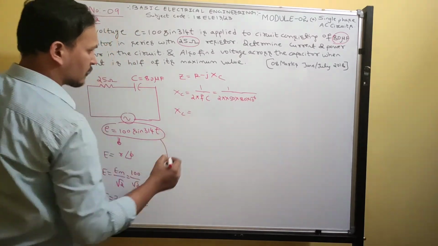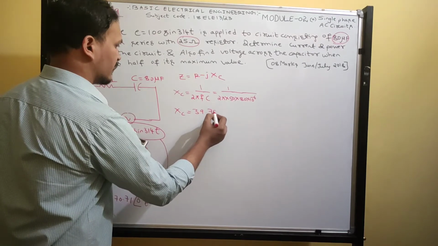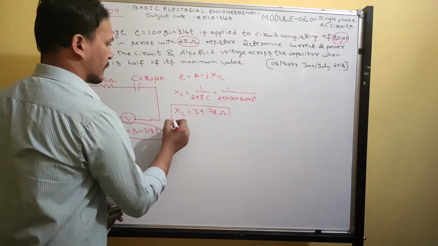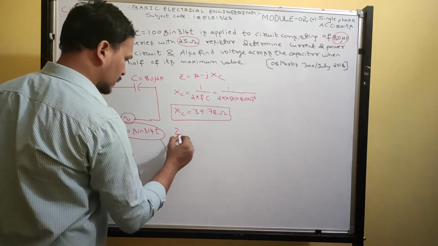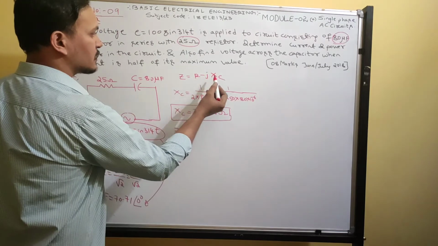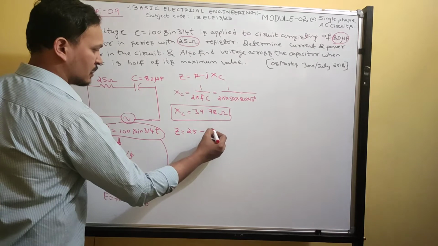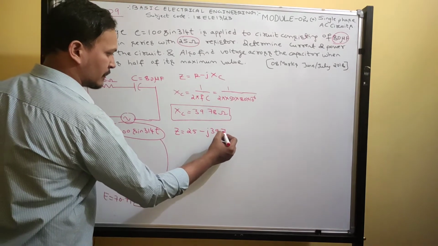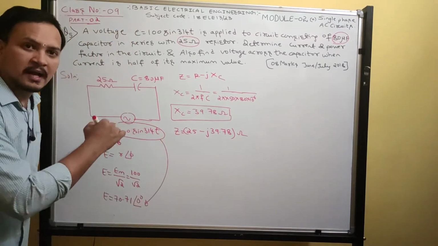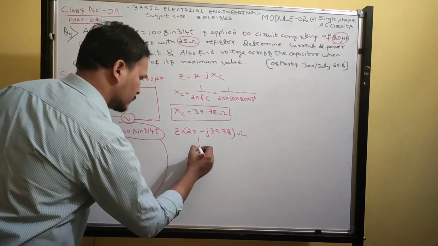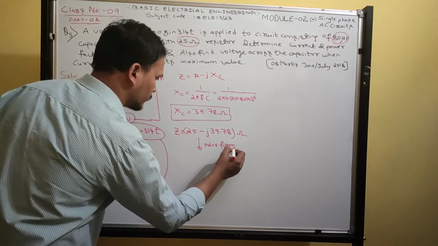Do that in the calculator. You will get 39.78 ohms. So the capacitive reactance is 39.78 ohms. Now you write it in the impedance. What is impedance? R minus jXC. R value is 25, minus j, and XC value is 39.78 ohms. Now this is the impedance in rectangular form. Now convert this impedance into polar form.